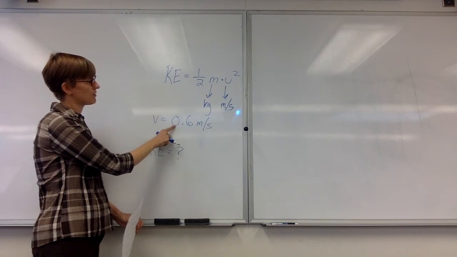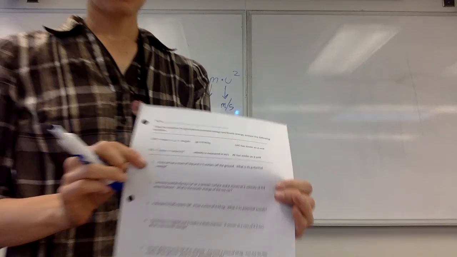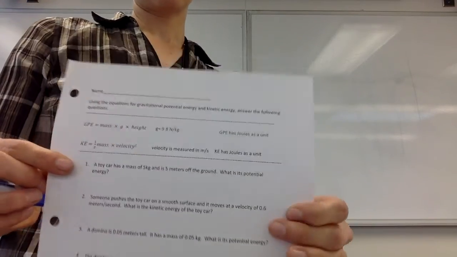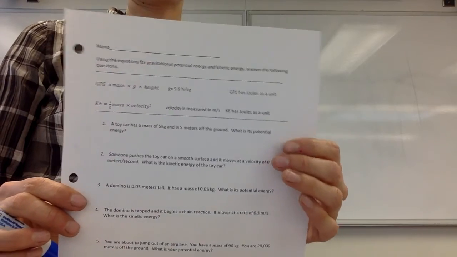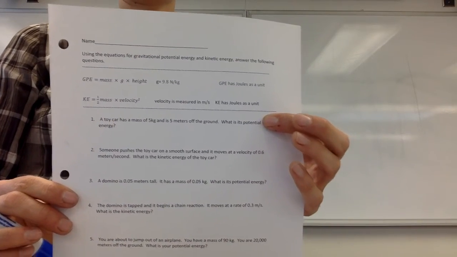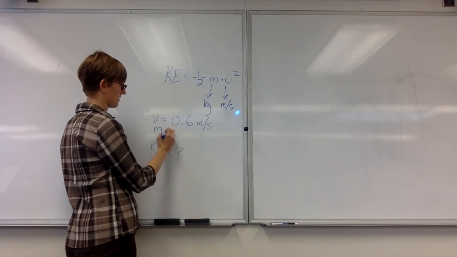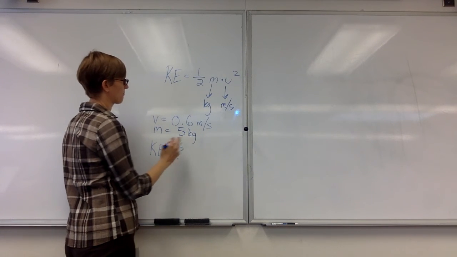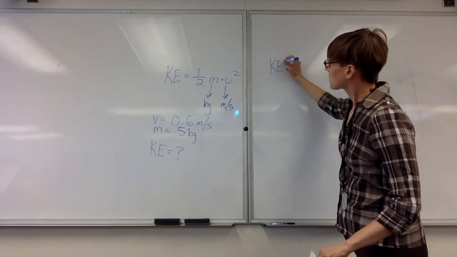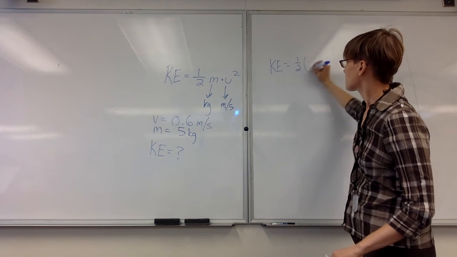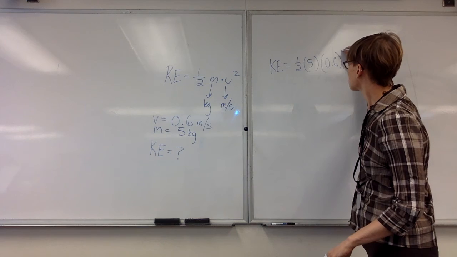But right now I only have the velocity. You probably are thinking, well, where do I get the mass from? So I'm going to look at the question before that, the one we just looked at, and it's going to tell us there what the car's mass is. A toy car has a mass of 5 kilograms. So we're going to use that mass to solve this problem. So kinetic energy equals 1/2 times my mass, which is 5, times my velocity squared.